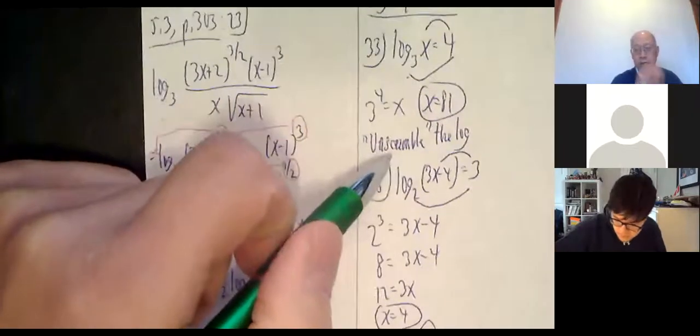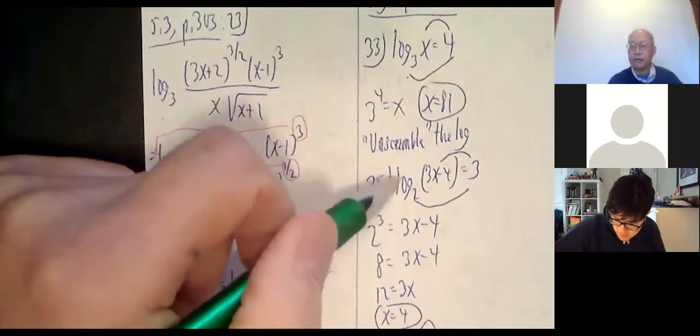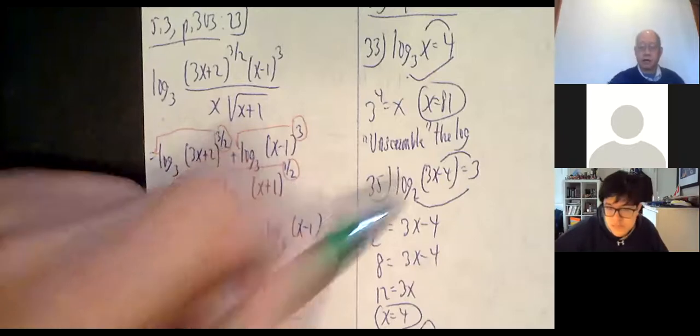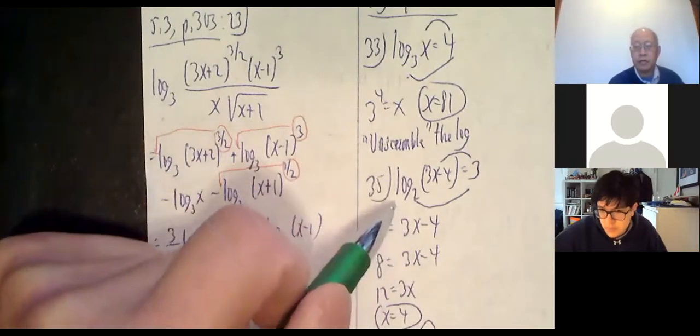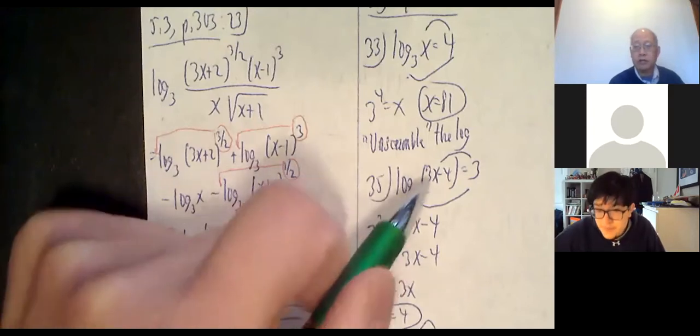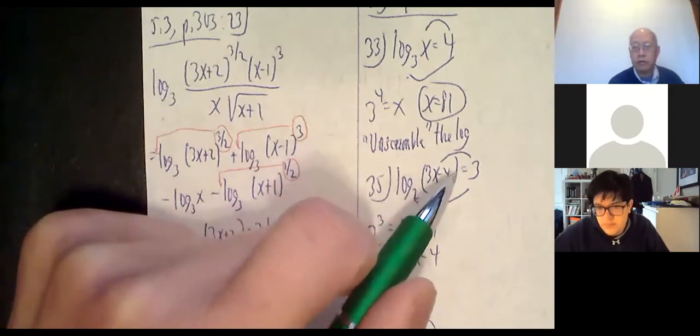Okay, so you say, I don't like logs. No, I don't like them either, so get rid of them when possible. Right? You see this log, oh, I don't want the log. That's what we're supposed to do, get rid of the log. Okay, so here's 35. Log base 2, 3x minus 4 equals 3.